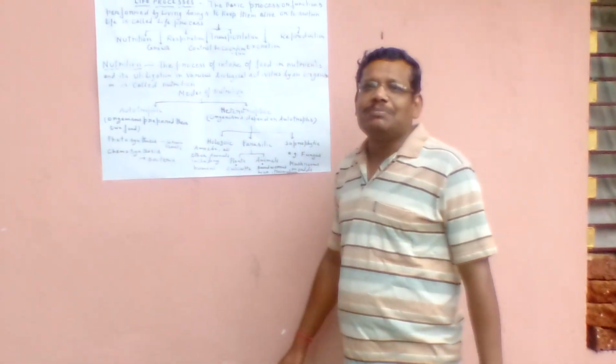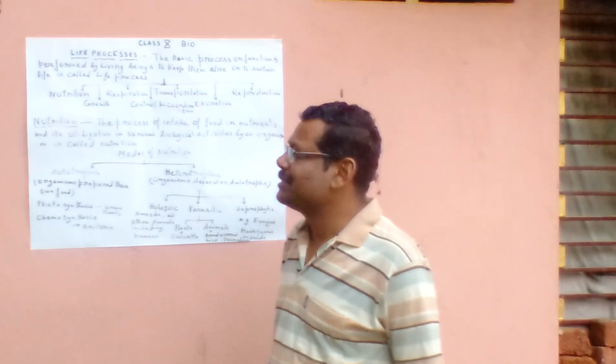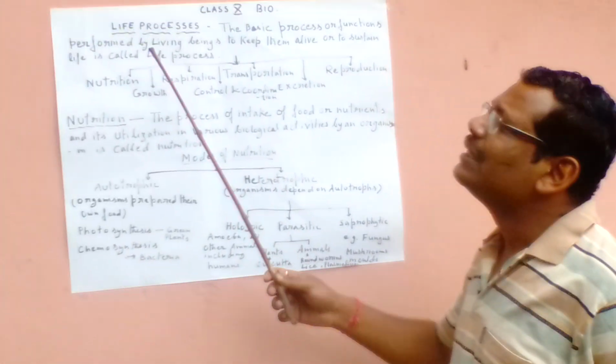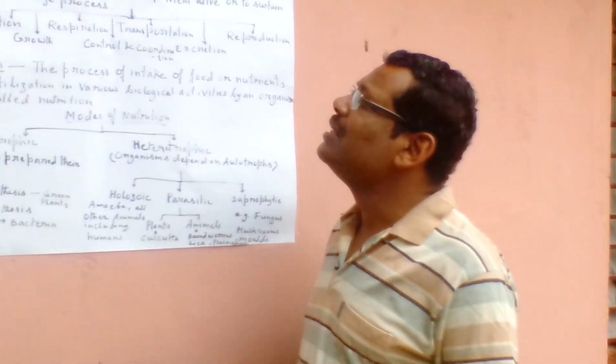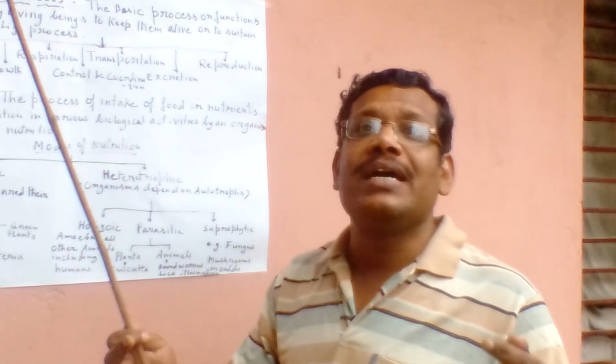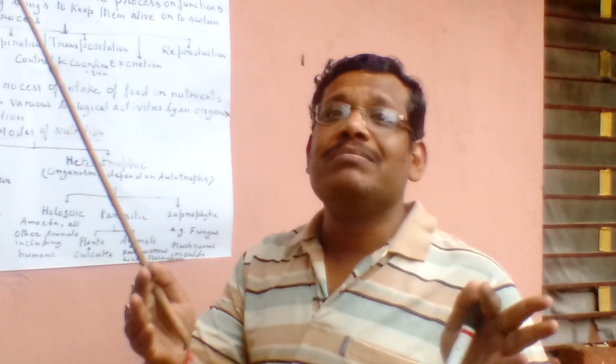So the first chapter is life processes. So what is life process? First of all, as you know, living beings and non-living beings are different. How are they different? Because living beings perform many activities which keep them alive, to sustain their life.